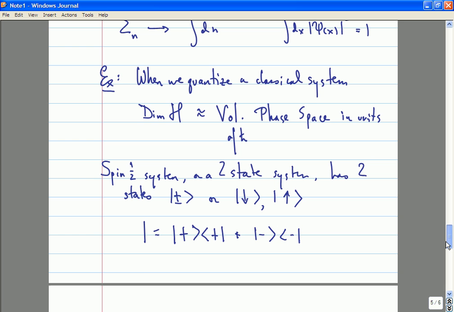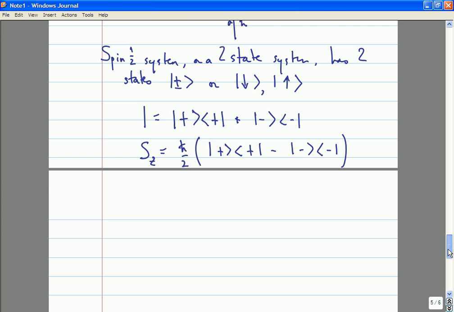For example, if we're thinking of a spin 1/2 system, then the spin in the z direction would be given by some constant, which is more or less conventions, times the matrix with 1 and -1 on the diagonal, and zeros elsewhere, which, when written in the Dirac notation, is the linear combination of the projection operators with a relative minus sign. So this would be an example of a system with a finite Hilbert space.